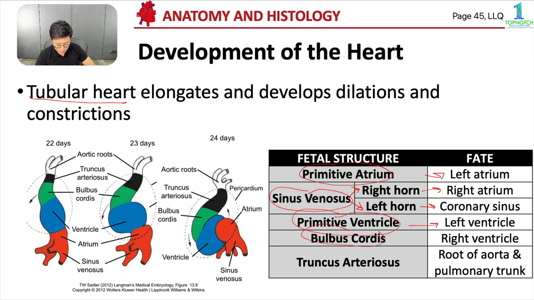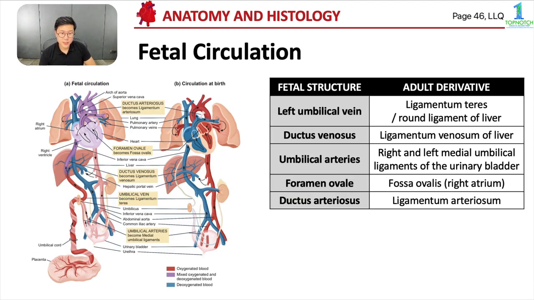The bulbus cordis becomes your right ventricle, and your truncus arteriosus becomes the root of both the aorta and the pulmonary trunk. So for fetal circulation, you have several fetal structures which disappear or change once the baby is born.